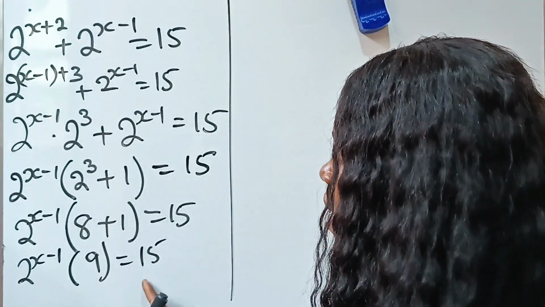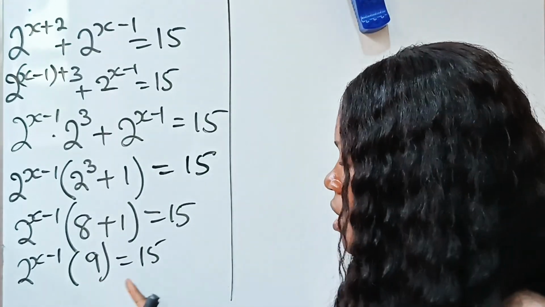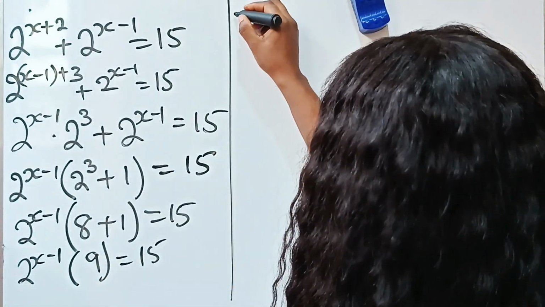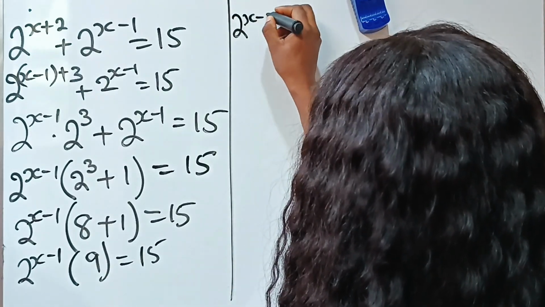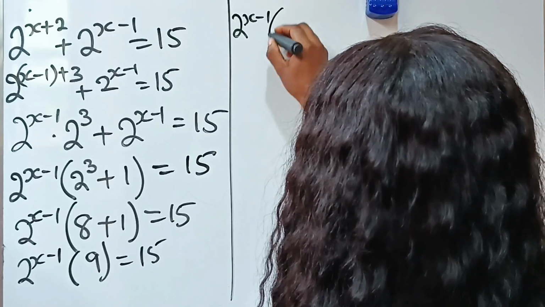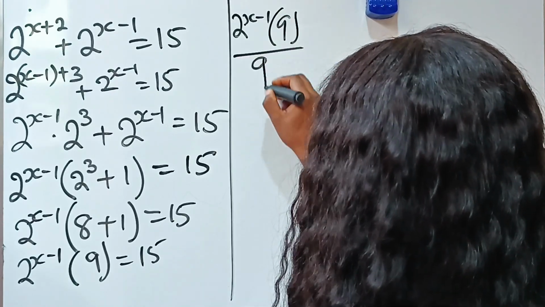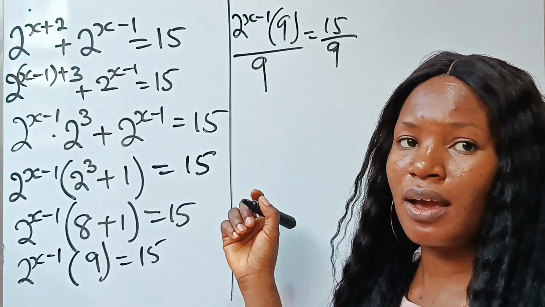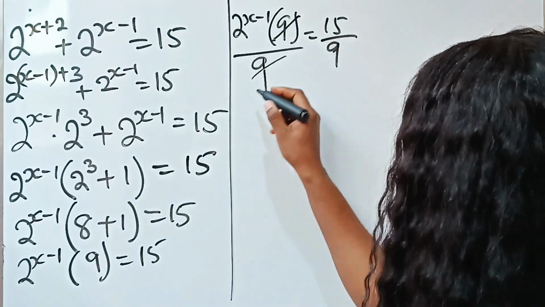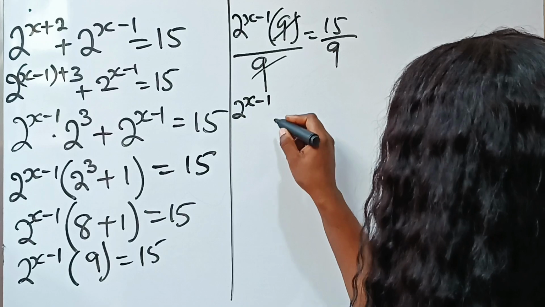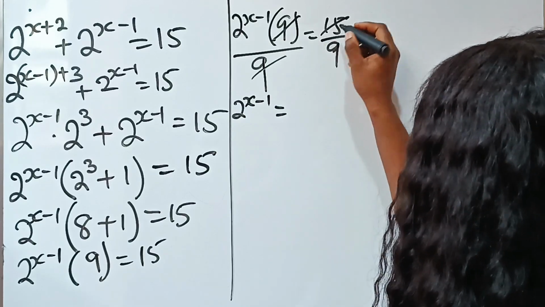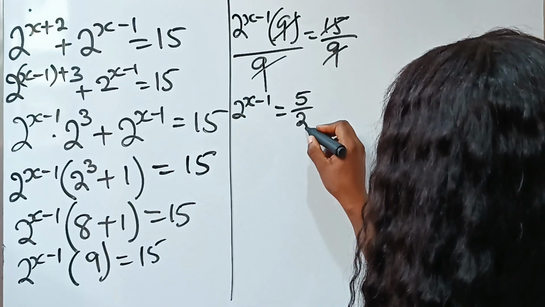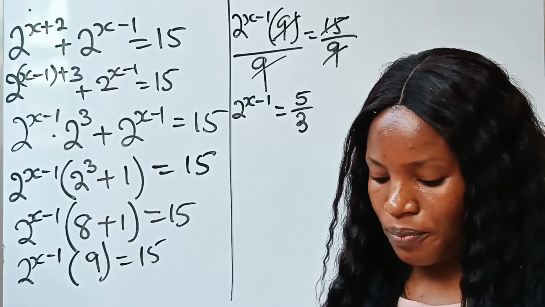Now, let us divide both sides of this equation by 9 in order to remove it from this side of the equation. So we are going to have 2 to the power of x minus 1 multiplied by 9 divided by 9 is equal to 15 divided by 9. Okay, so we cancel this. We have 2 to the power of x minus 1 is equal to 5 over 3. We divide 15 to give us 5, and we divide 9 to give us 3.